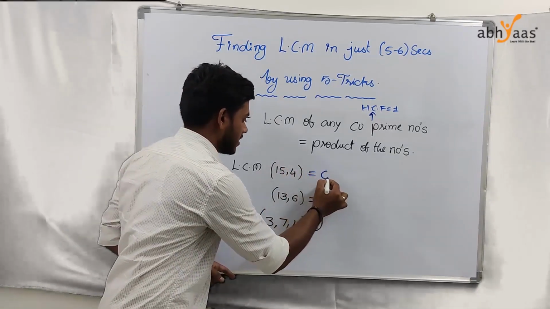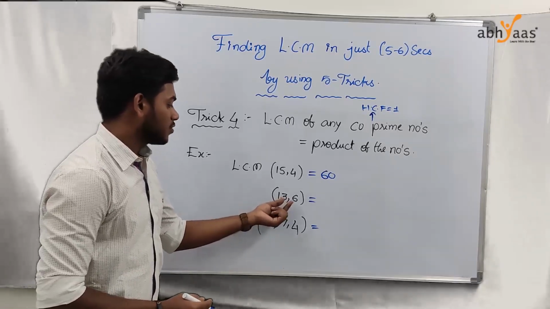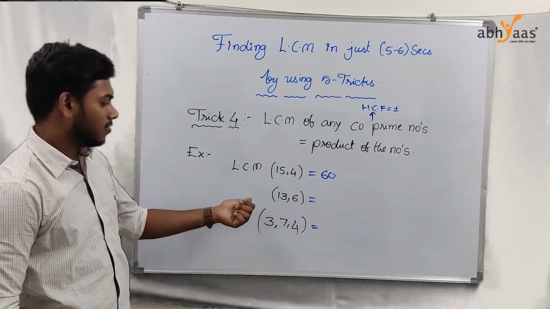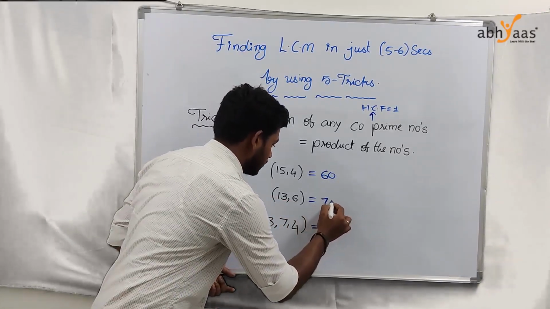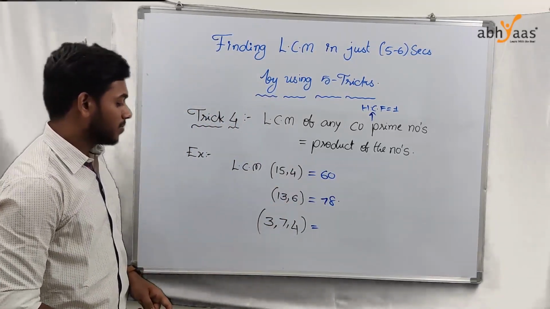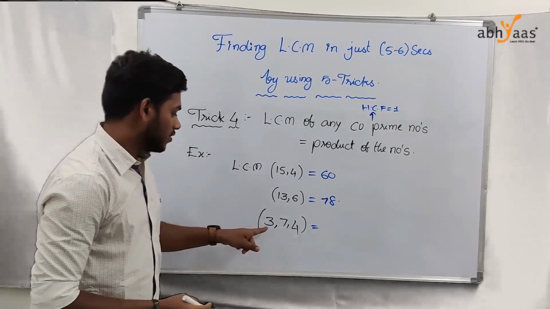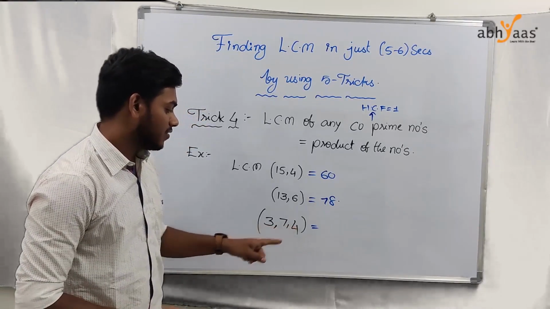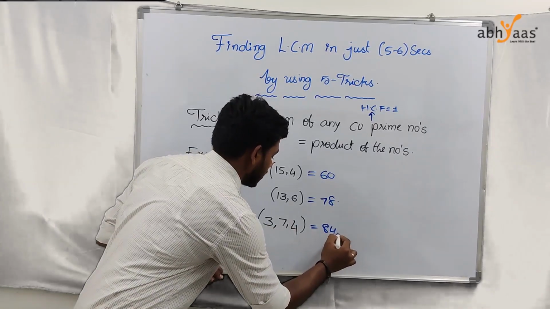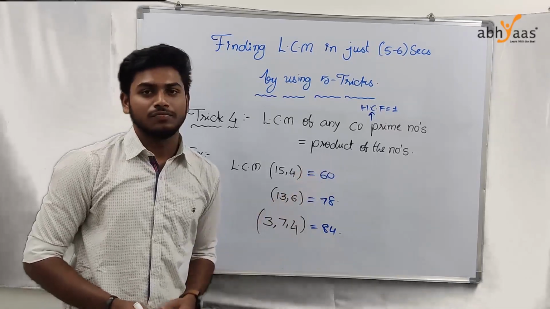15 into 4 is 60. And here these two are also co-prime numbers. 13 into 6 is 6 into 13, that is 78. And 3, 7, 4, these are also co-prime numbers because they do not have any common factor other than 1. So 3 into 7 is 21, and 21 fours are 84. So the LCM of 3, 7, 4 is nothing but the product. The product is equal to 84.